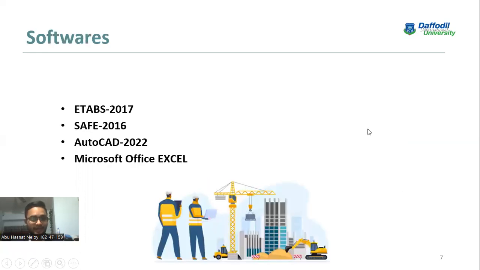Now, softwares. What are the softwares that we need to apply to these projects? First of all, ETABS 2017 version software. ETABS software is mainly used for the analysis and design of superstructures. For design of foundation, we have to use SAFE software. For detailing purpose, we need to use AutoCAD software. For necessary calculations, we need to use Microsoft Office Excel software.